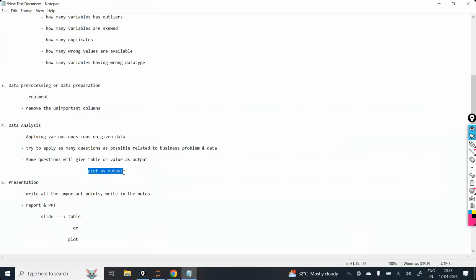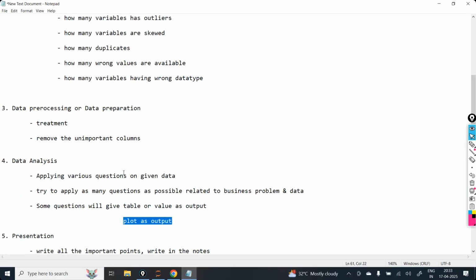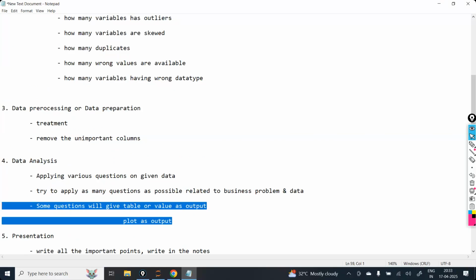Even in Power BI, we have to do the same, wherever it comes. Is the point clear? When there is no possibility to represent it as a plot, we are going to represent it as a table as it is. That is the reason I told you that some of the questions will give the table as the output. Are the points clear?